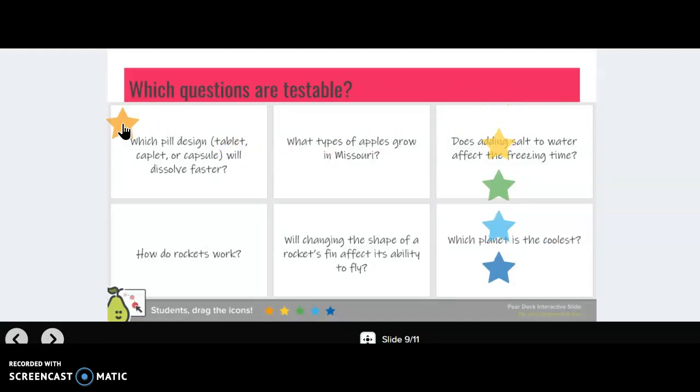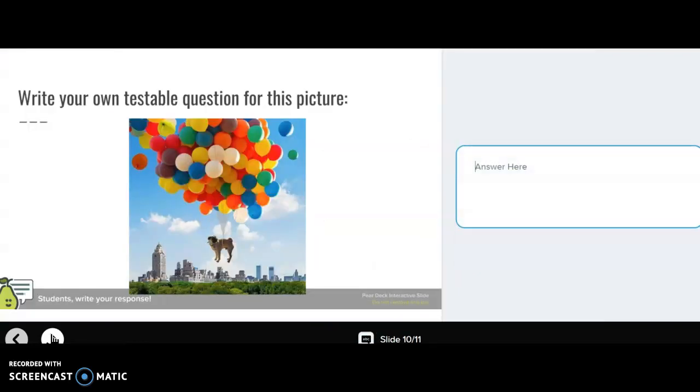Which pill design will dissolve faster? Will changing the shape of a rocket's fin affect its ability to fly? Those are your testable questions. This one, does adding salt to water affect the freezing time? You might be able to do an experiment about that, but that's a yes or no question. Either it does or it doesn't, so not testable the way it is written.